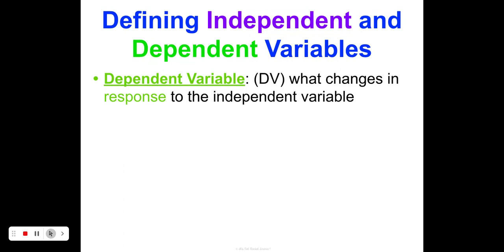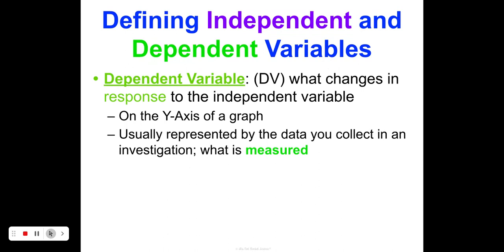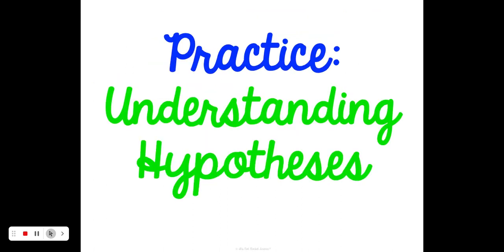The dependent variable is dependent on the independent variable, or sometimes it's called the responding variable. It's what changes in response to the independent variable. It's usually on the y-axis of the graph. It's what we're measuring and recording. Any kind of data, you can have more than one. You can measure and record lots of things. So if you're doing the experiment to see if what you drink before a race affects your speed, then your dependent variable is your speed.